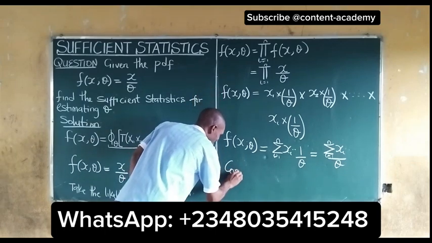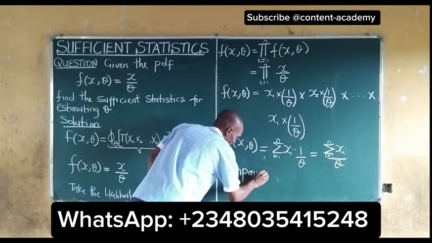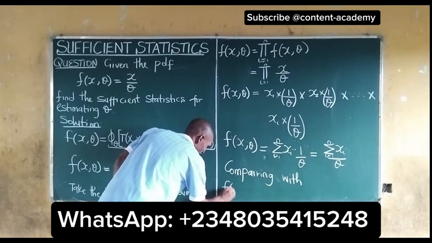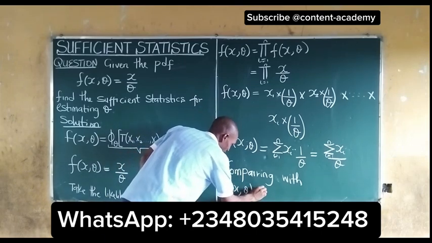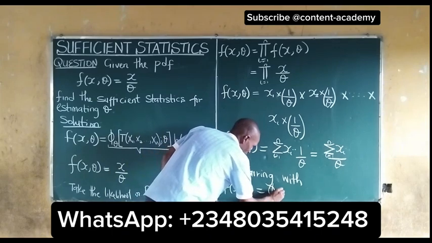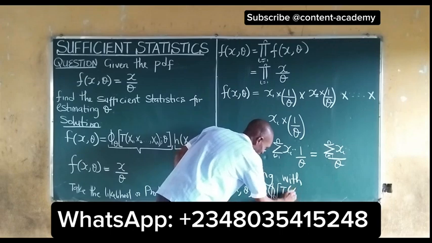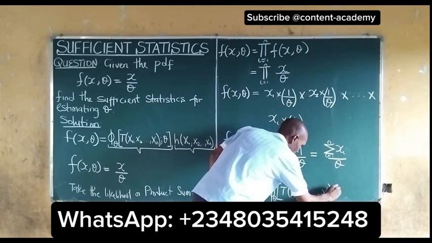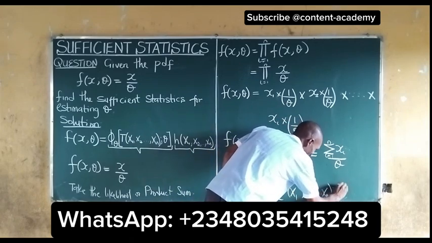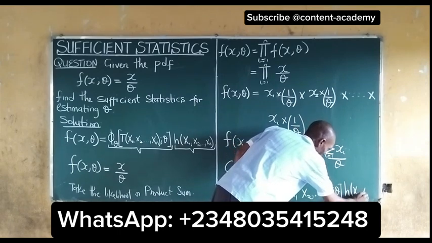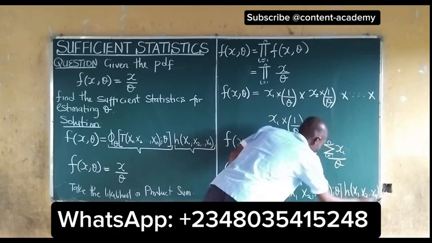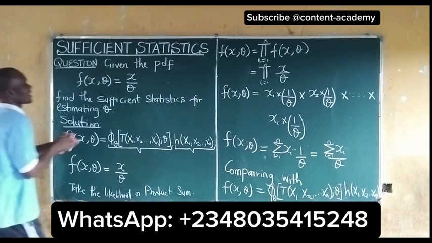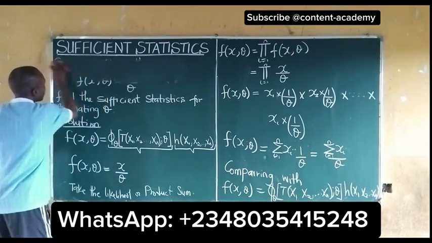So comparing with f of x, this is phi theta, t x1, x2, ..., xn, as it depends on theta, and h x1, x2, ..., xn. So we move over to this side of the board. To conclude, we move over to this side.